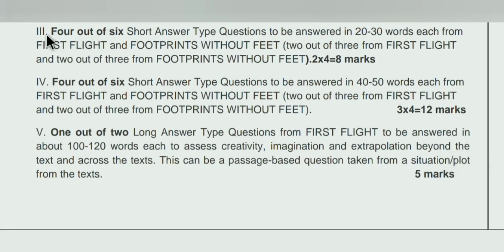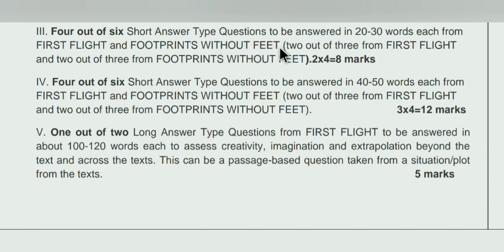Then literature, question number 3: 4 out of 6 short questions you will have to answer in 20 to 30 words each. It would be from First Flight and Footprints Without Feet. 2 out of 3 from First Flight and 2 out of 3 from Footprints. See, question number 3, 20 to 30 words, 2 marks each. 2 out of 3 from First Flight and 2 out of 3 from Footprints compulsorily.